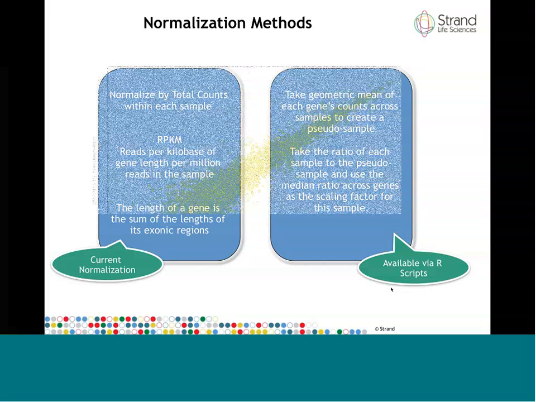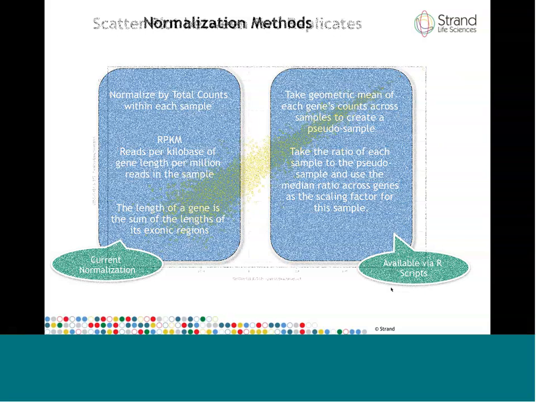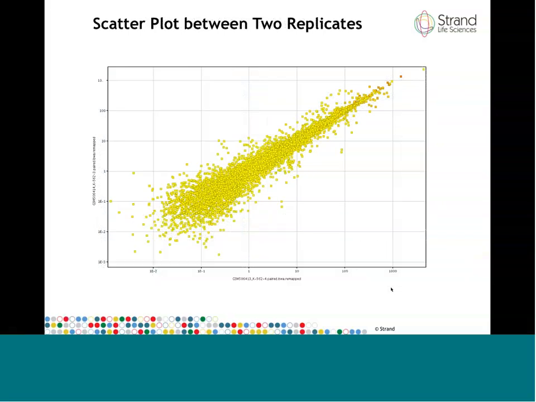So once you've normalized the data, you can, as I mentioned, view these RPKM values. Here is a scatter plot of the RPKM values between two samples.